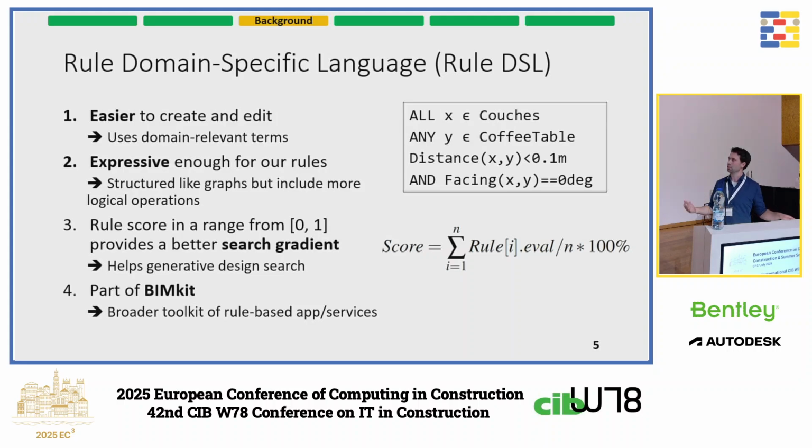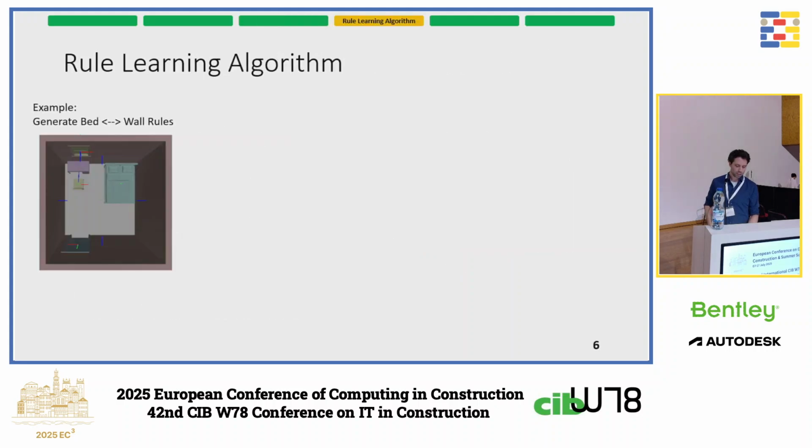And then lastly, from a development standpoint, this is part of what we're calling BIM kit, which is a broader toolkit of apps and services that help make this more extendable, and also includes some rule editing capabilities. So I'll give a very high-level version of the rule learning algorithm.